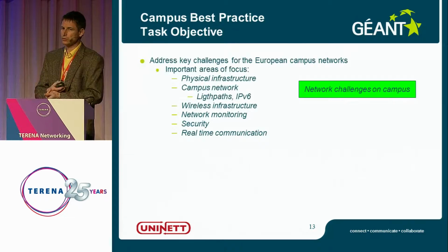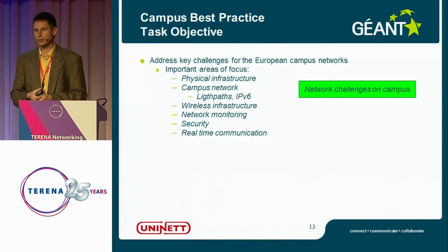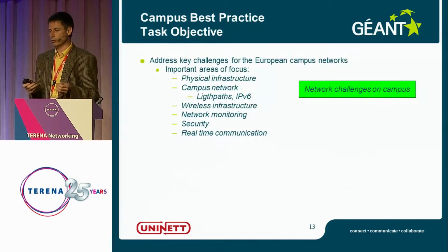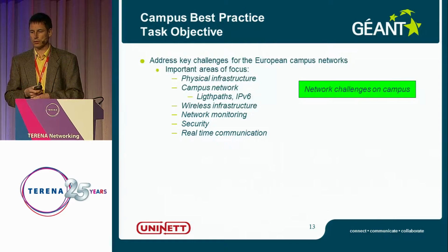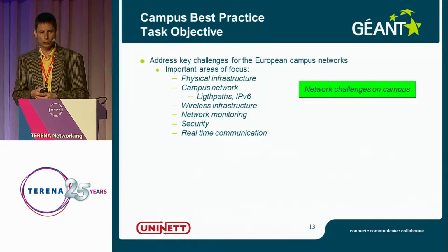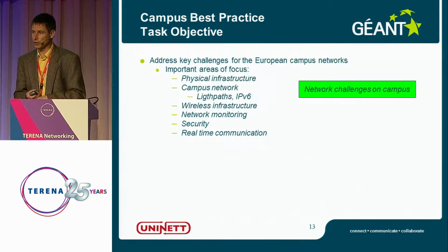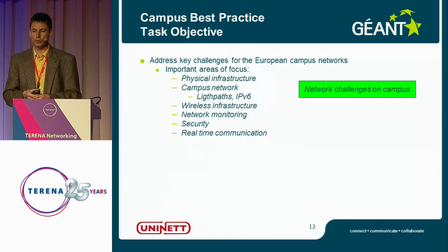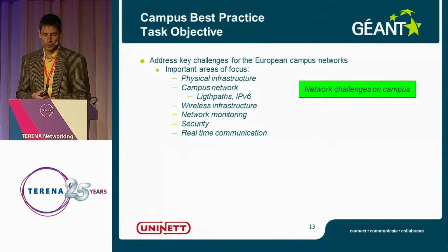We're trying to address some of these key challenges on the campus, and there are many different aspects of that, as you can see here. It's the physical infrastructure with power supply, electricity, fire protection in the server rooms, the networking itself with light paths. We have looked at IPv6. We have written recommendations on how to configure the switches in the best way, so that when you roll out new services, the switches and routers on the campuses are prepared for them according to best practices. We work with wireless. We have network monitoring activities, security, and real-time communication. And several of these subjects are also covered in different talks at this conference.